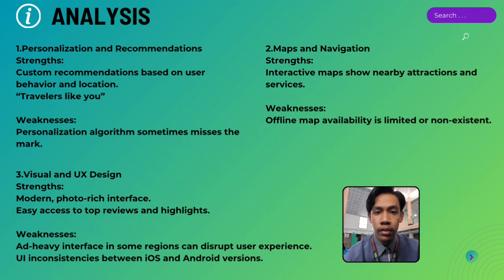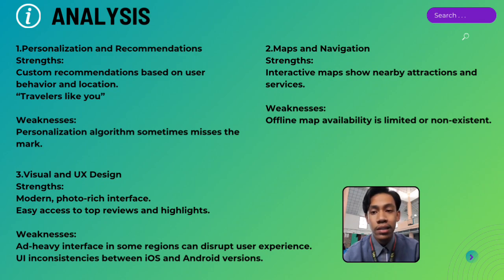The second is personalization and recommendation. The strength is custom recommendations based on user behavior and location. For example, they have the phrase "travelers like you" and filters by traveler type, for example family, solo, couple and others. But for the weakness, we find that personalization algorithms sometimes miss the mark, for example recommending irrelevant places.